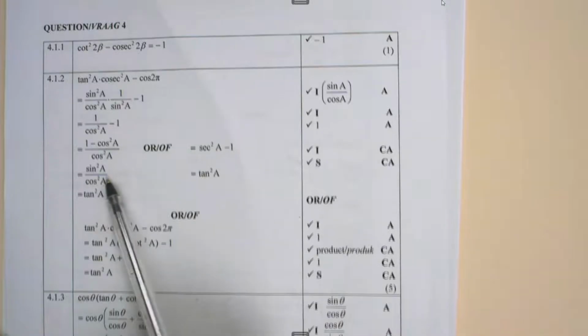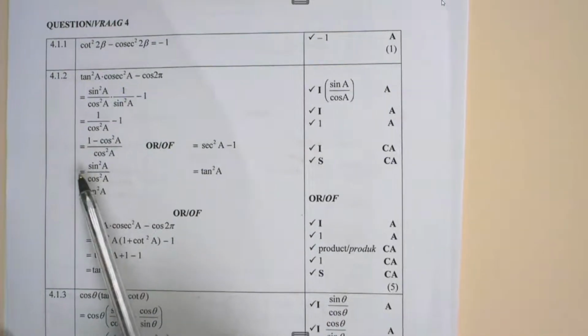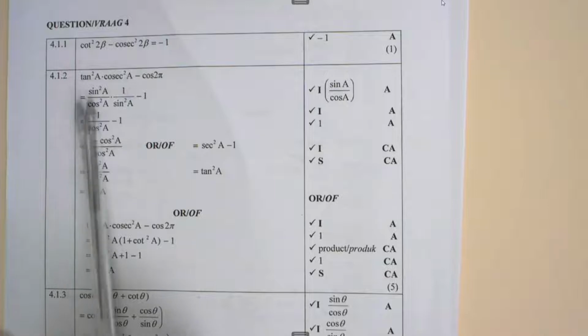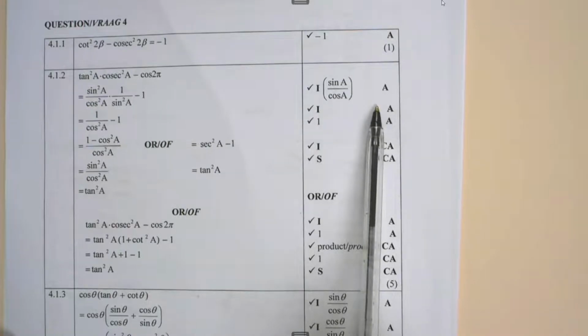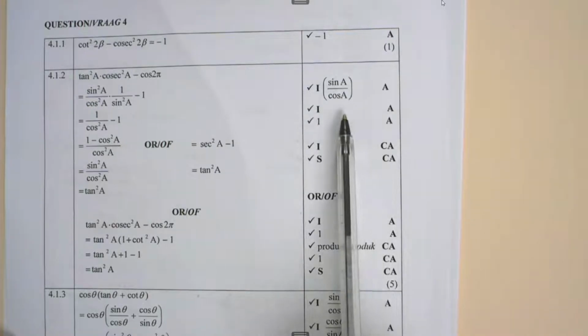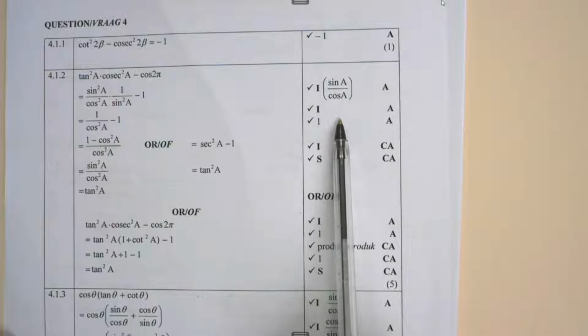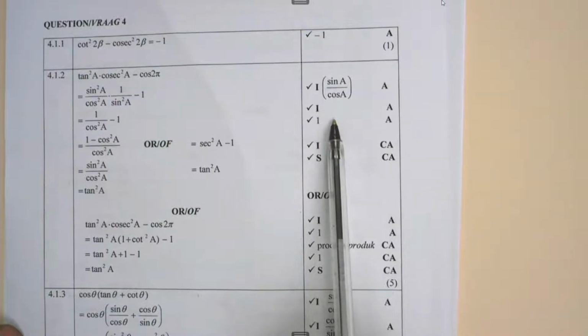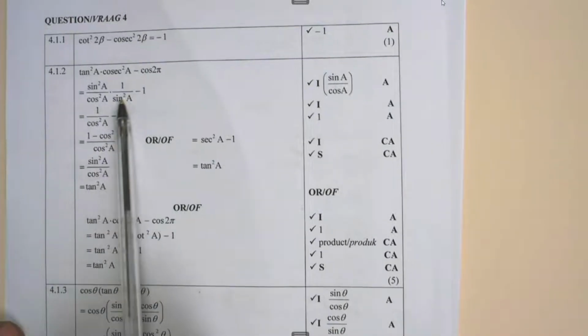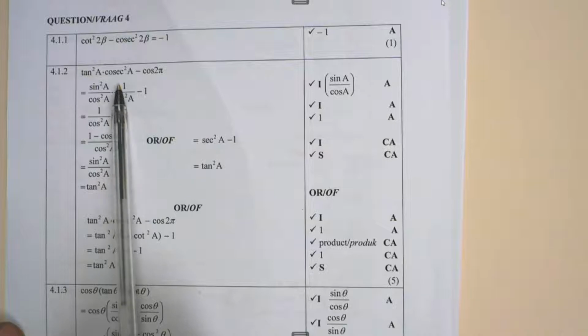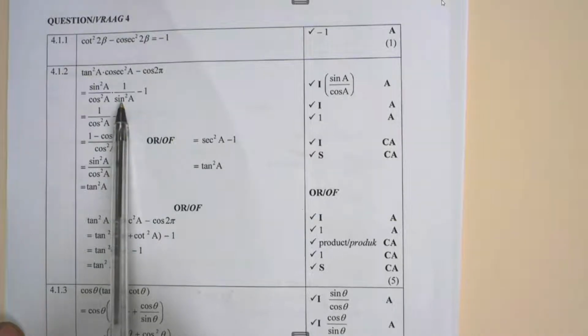Now, if you look at 4.1.2, you realize that there's a mark when a learner changes tan squared A into sine over cos A. It's a mark, and it's also accurate, because I believe this is an identity, quotient identity, where learners should know that when you convert, you change tangent into sine over cos. And then the reciprocal, which is cosec here, its reciprocal will be 1 over sine squared A.